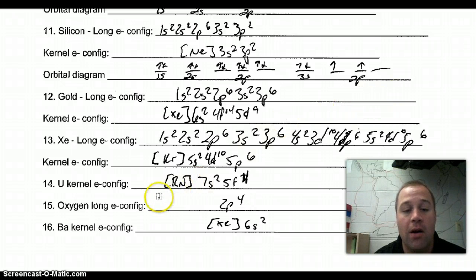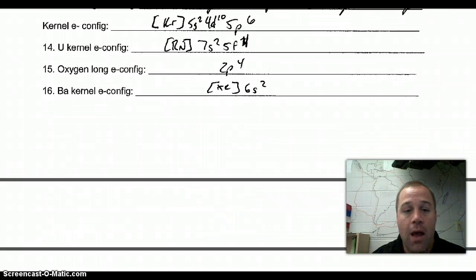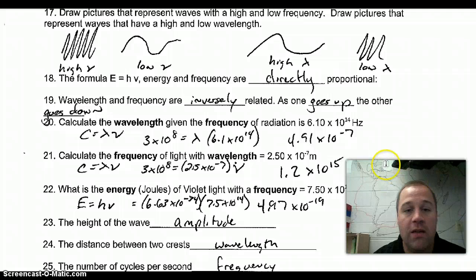And the other one is down here at number 15 for oxygen. It's missing 1s2, 2s2, and like I've said all along, you have to fill in the first ones before you move on. On the back side, notice for number 17 that the high frequency and low wavelength pictures are the same.